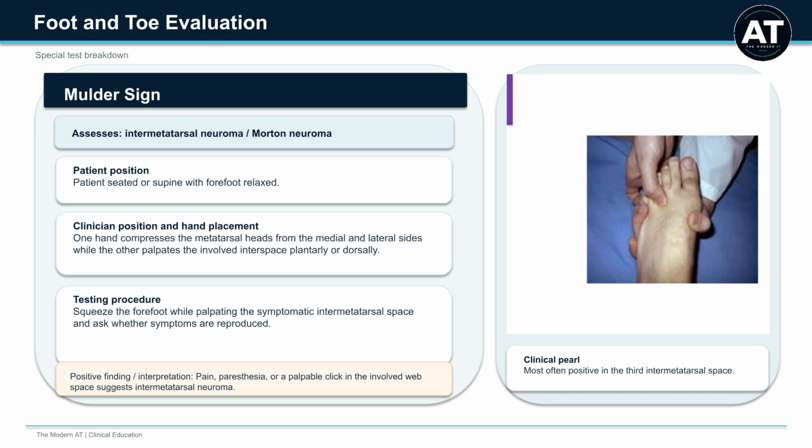A palpable click with symptom reproduction may support neuroma involvement, especially in the third intermetatarsal space. Compare with footwear history and rule out metatarsal stress injury or plantar plate pain.